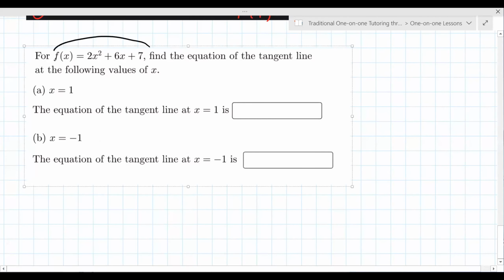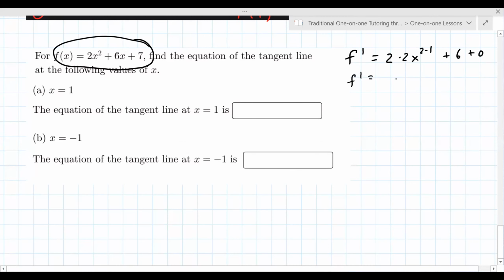All right. So if by now you haven't figured it out, you're going to be taking derivatives for basically the rest of this class, so you should just get in the habit of taking a derivative. The derivative of 2x squared is 4x, because you bring the 2 down, x to the 2 minus 1 power, plus 6 plus 0. Is that clear how we got those? Okay, so 4x plus 6 is your derivative. Now that's not what they want here, but you have to do the derivative.